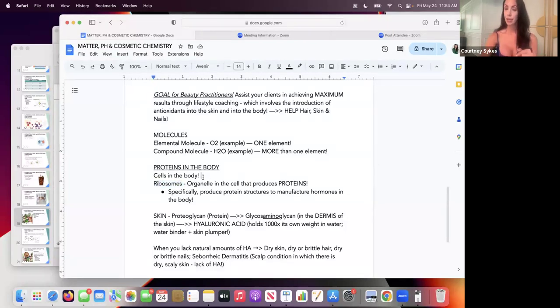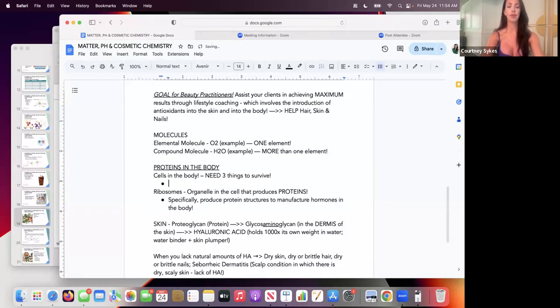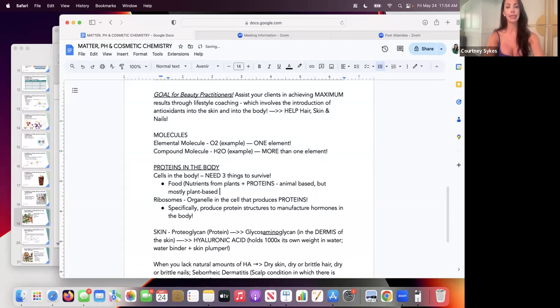And cells need three things to survive, specifically. Okay, food, which is nutrients from other proteins. So we'll talk about that in just a minute, but usually nutrients from plants. Okay, and proteins. But I'll tell you, it could be animal-based, but mostly plant-based proteins. Okay, you can obtain many different proteins from plants, but animal-based proteins are fine.